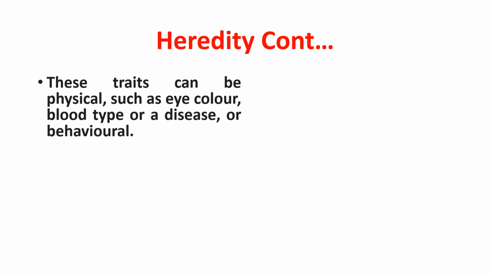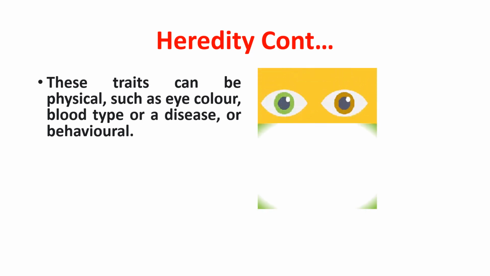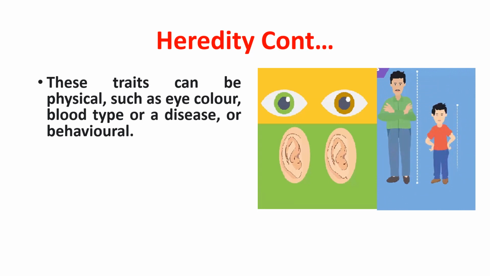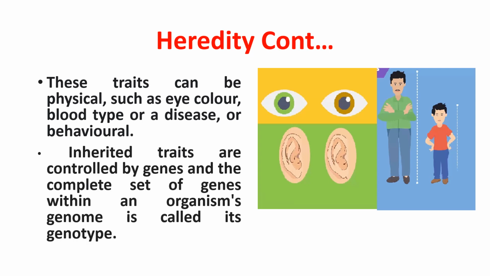These traits can be physical, such as eye color, blood type, or a disease, or behavior. Inherited traits are controlled by genes, and the complete set of genes within an organism's genome is called its genotype.